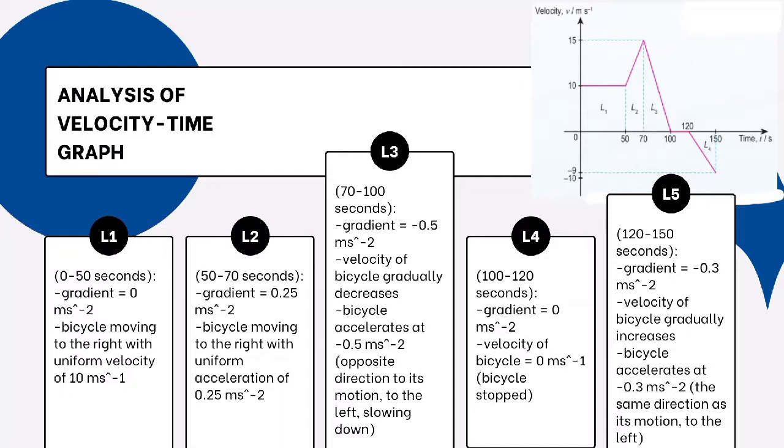For L5, which is 120 to 150 seconds, the gradient of the line is negative 0.3. The velocity of the bicycle gradually increases. The bicycle accelerates at negative 0.3 meters per second squared, which is in the same direction as its motion, to the left.